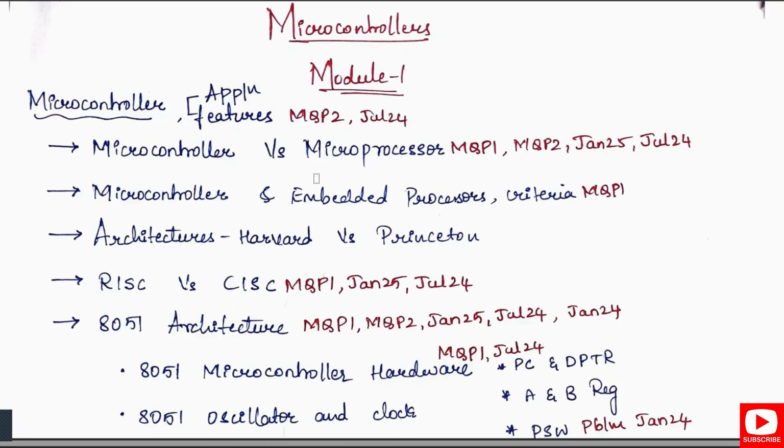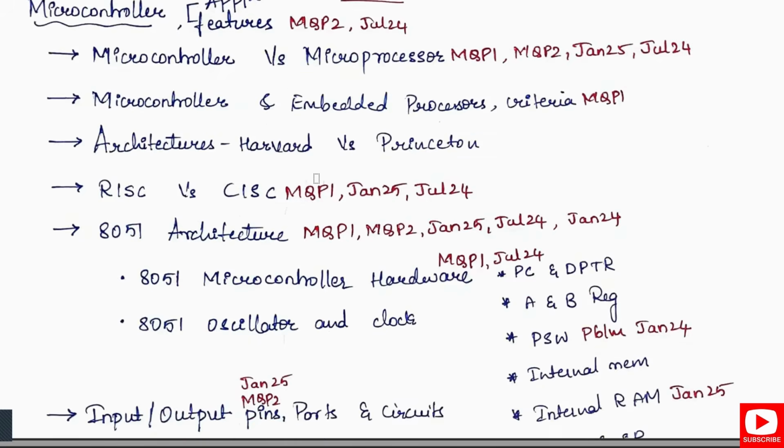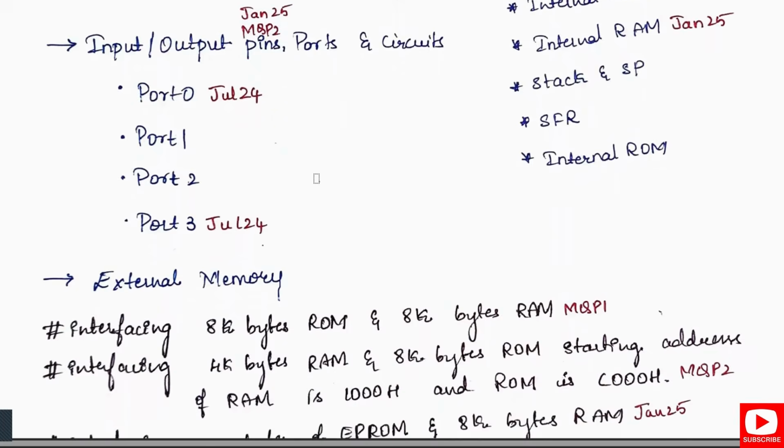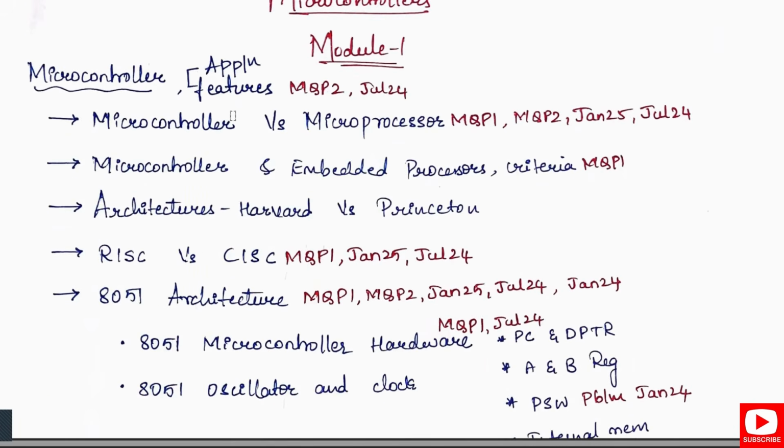I have prepared these notes by going through the model question papers and previous year question papers to mark the important topics that are repeatedly asked, so that you will know exactly what to focus on. In the Part 2 video, I'll be continuing with the input output pins and circuits and with the external memory interfacing. Here, this is a most important question as it is asked in many papers: microcontroller versus microprocessor.